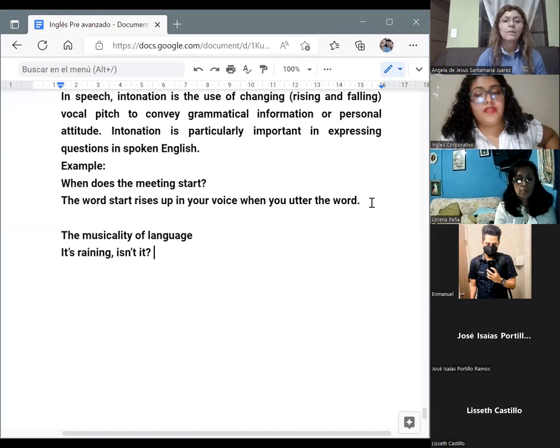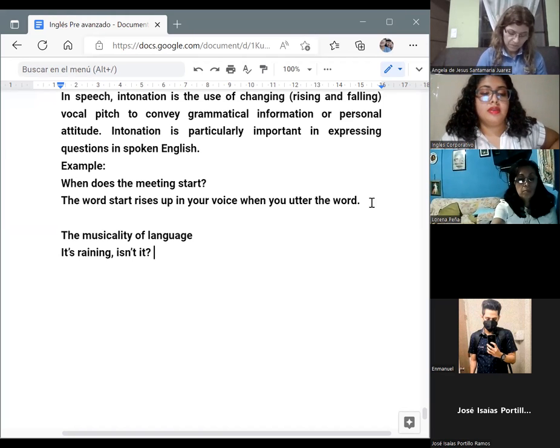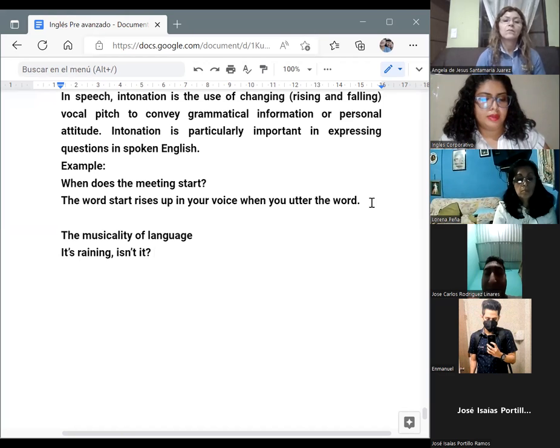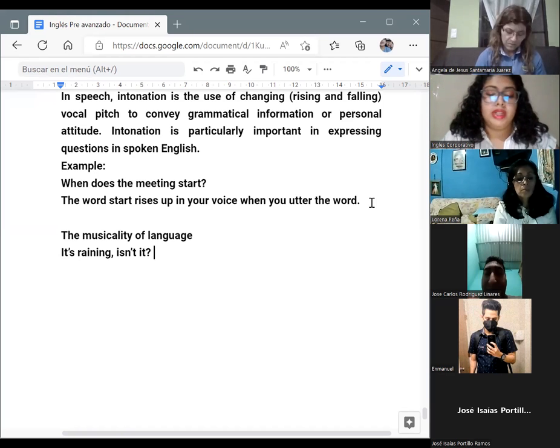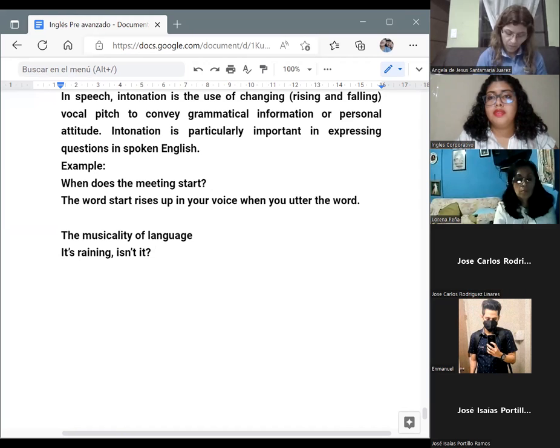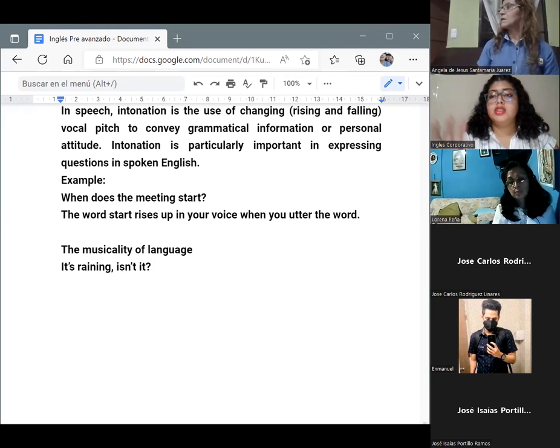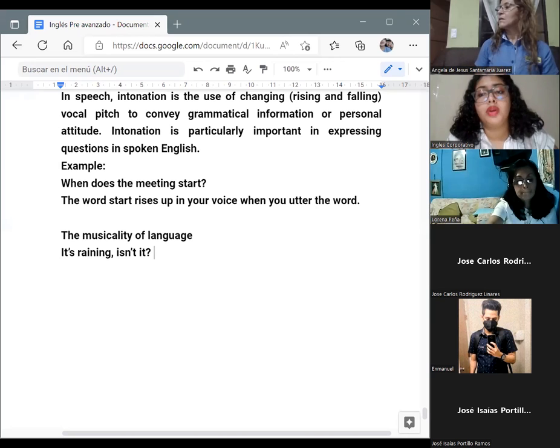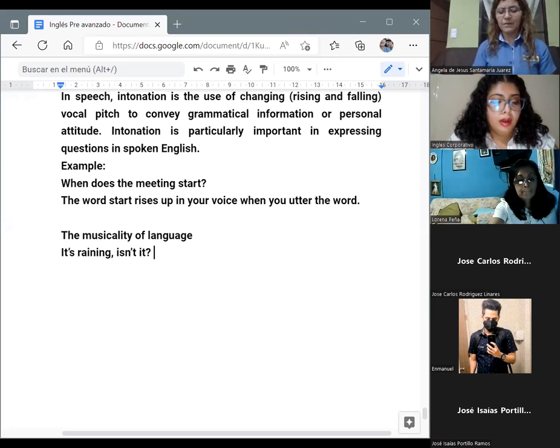And we have different types of intonation in this case. And we're going to end that part in a couple of minutes. I think in 5 minutes, we're going to end the topic of intonation. And we're going to have the other topic that we're going to see in this session. So just 5 minutes more talking about intonation.